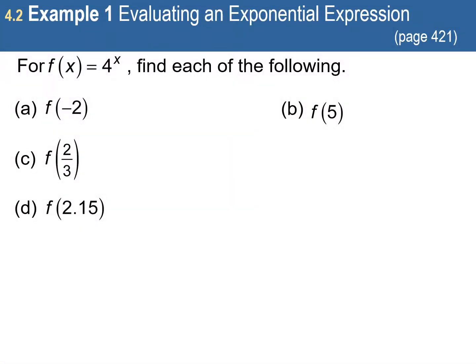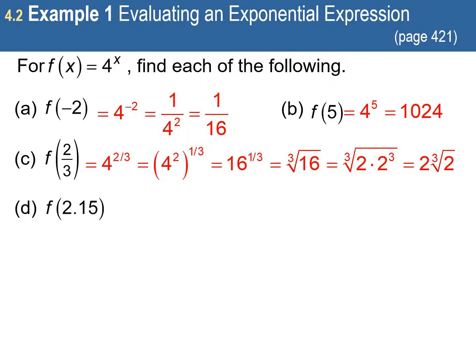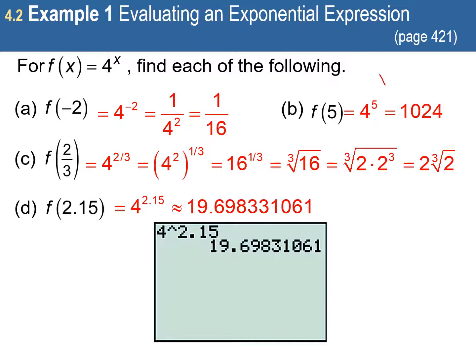So for f of x equals 4 to the x, we need to find each of the following. F of negative 2 is 4 to the negative 2, which is 1 over 4 squared, or 1/16. 4 to the 5th is 4 times 4 times 4 times 4 times 4, which is 1,024. For 4 to the 2/3, you're going to want to rewrite this as 4 squared to the 1/3, which is 16 to the 1/3. And you can simplify this back down to 2 times the cube root of 2. And then f of 2.15, well, that's just a calculator problem: 19.6983.